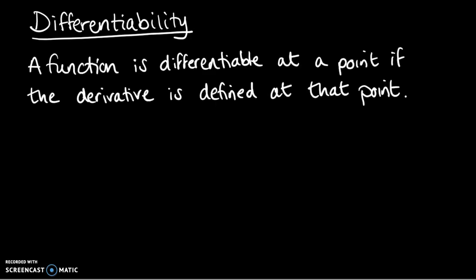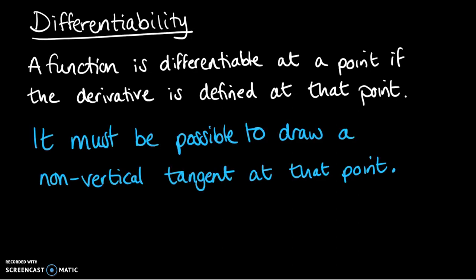Now from there, this leads us into differentiability. If a graph is not continuous at a point, we can't differentiate it at that point. So that's the first thing to think about. But also, not every graph that's continuous is differentiable. If it's possible to find the derivative, then we call it differentiable at that point. That means it must also be possible to draw a non-vertical tangent at that point. So when you're looking at this on graphs, that's a way to think about it.